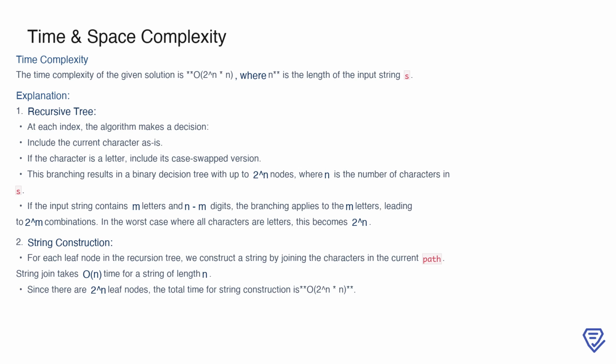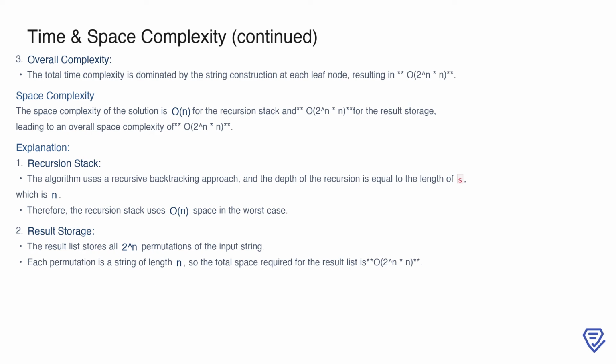For strings that include digits, the branching applies only to the letters, so the combinations are proportional to 2 to the power of m, where m is the number of letters. Additionally, for each leaf node in this tree, a string is constructed by joining the characters in the path. Since string joining for a string of length n takes n time, and there are 2 to the power of n leaf nodes, the overall string construction contributes 2 to the power of n asterisk n to the time complexity. Overall, the time complexity is dominated by the string construction at the leaf nodes, which makes it 2 to the power of n asterisk n.